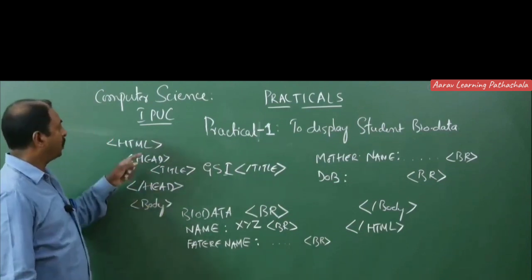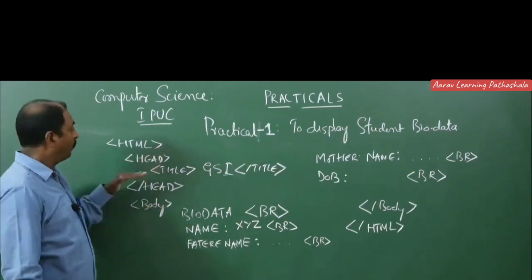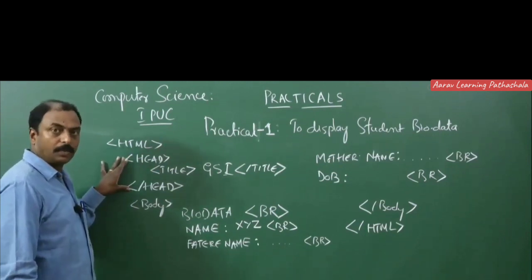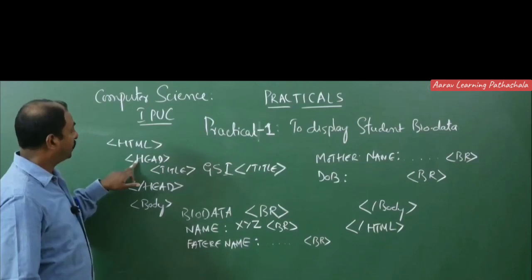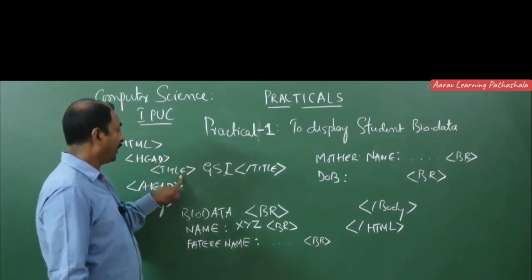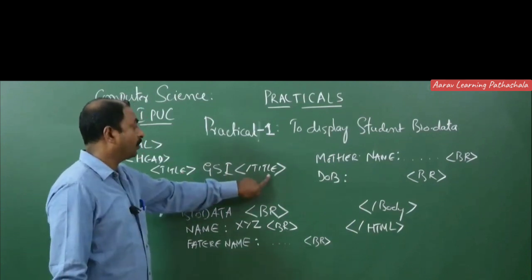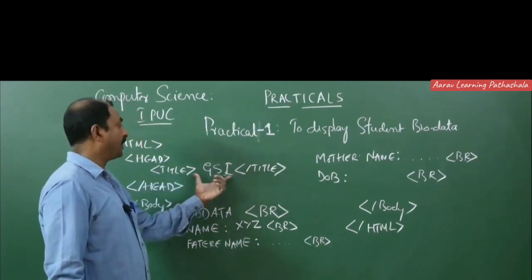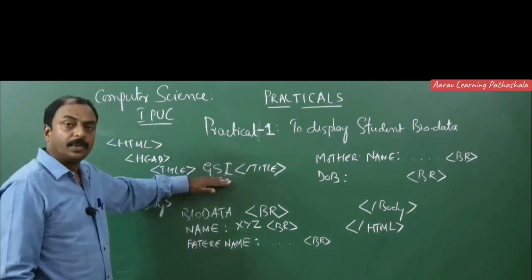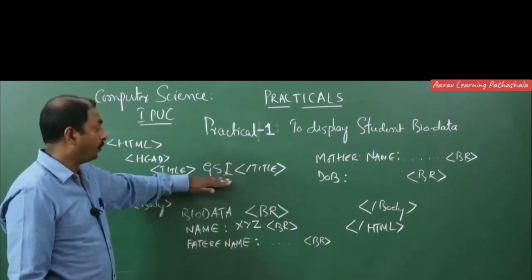An HTML program starts with the HTML tag followed by the head tag, and it is optional. Again, the head tag is an open tag and it is closed. In between you have the title tag, it is an open tag and it is closed with the title tag here. In between we can write the information. It will appear in the title bar of your web browser window.